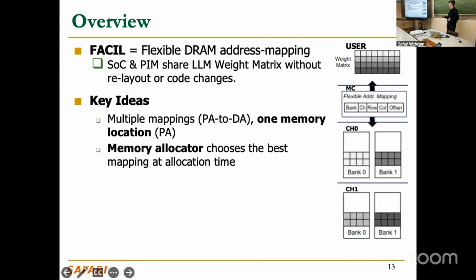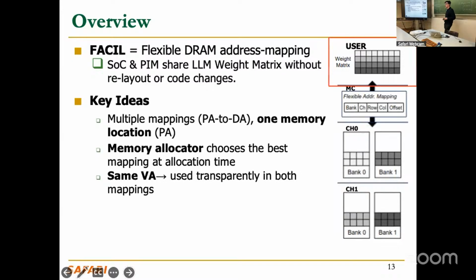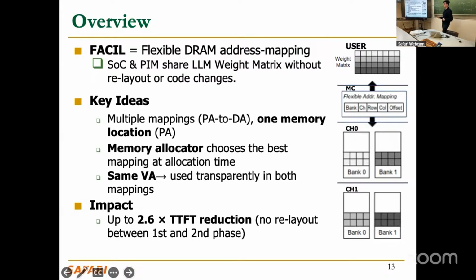Also, the memory allocator is going to choose the best mapping at allocation time. And in the end, the user is going to access the data using the same virtual address, agnostic of the mapping that Facil does underneath, abstracted away from the user. The impact of the paper is quite huge. It manages to get a 2.6x time to first token reduction by eliminating the relayout step between the first and the second phase of the LLM inference process.